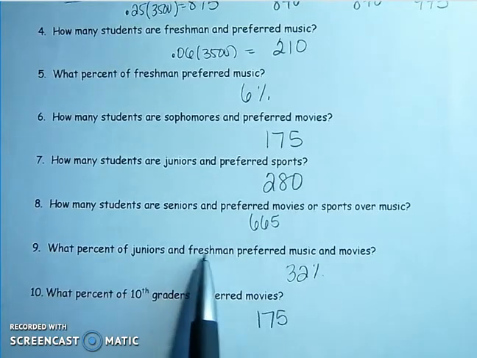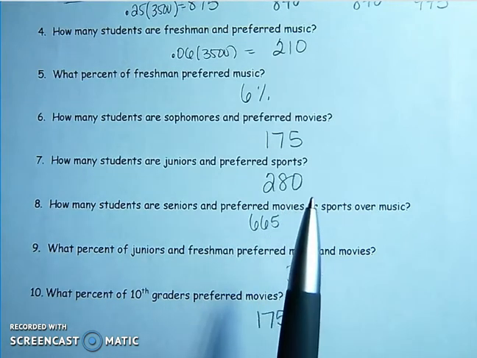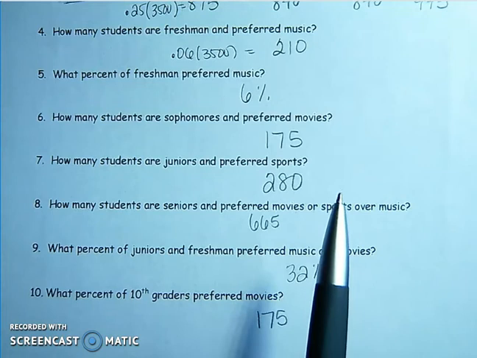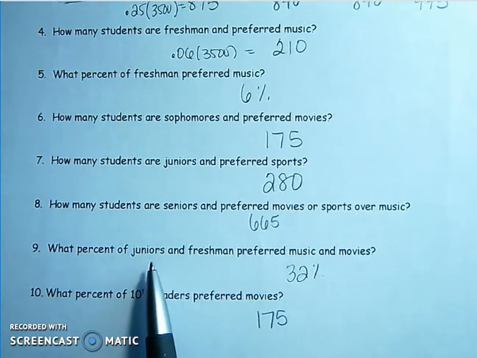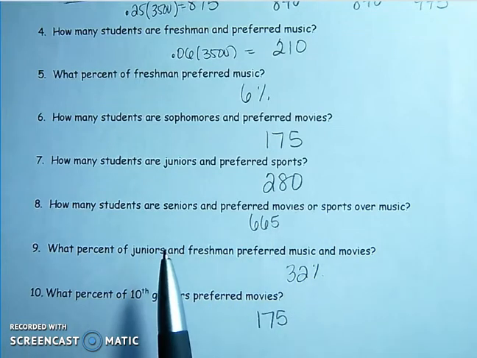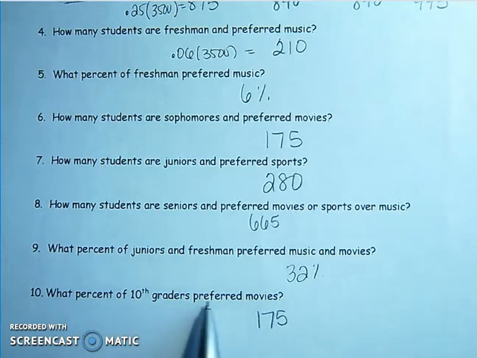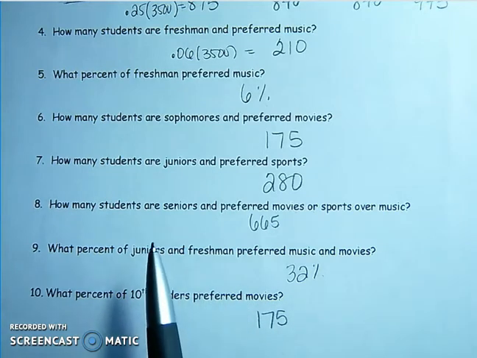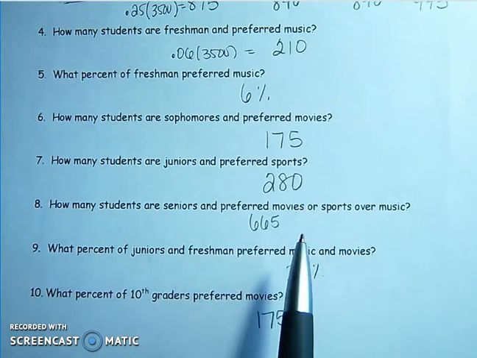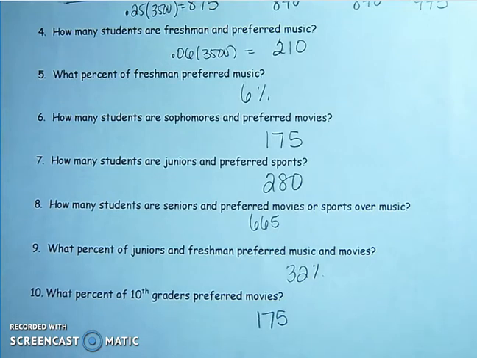What percent of juniors and freshmen prefer movies and music? Well, that would be our freshmen that preferred movies and music, so that's 16%, and our juniors that preferred music and movies, so that's also 16%. 16 and 16 is 32%. And then what percent of 10th graders preferred movies? 10th grade means sophomores. Movies is 5%. So 5% of the 3,500 is 175. Questions 6 and 10 ask the exact same thing, just in 2 different ways.